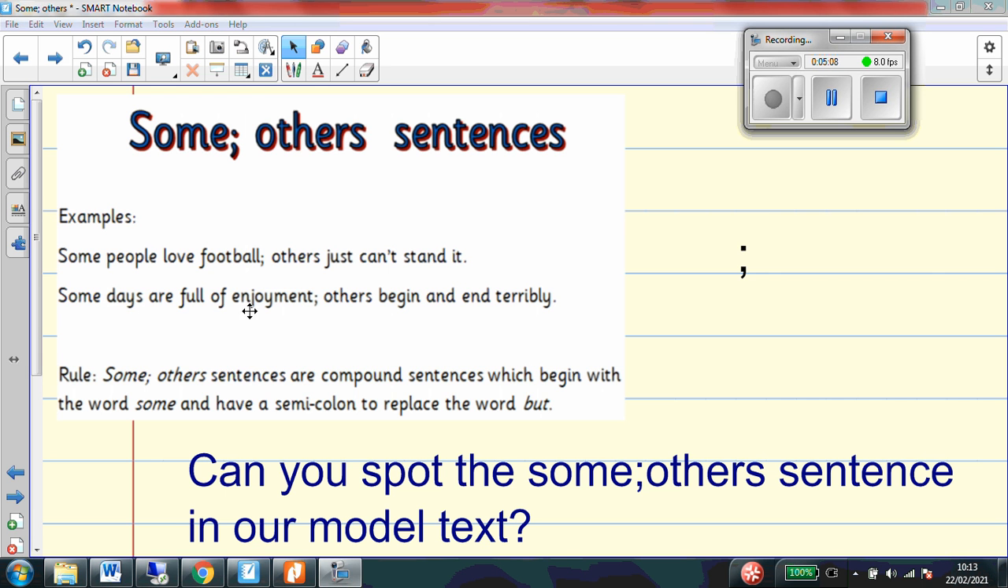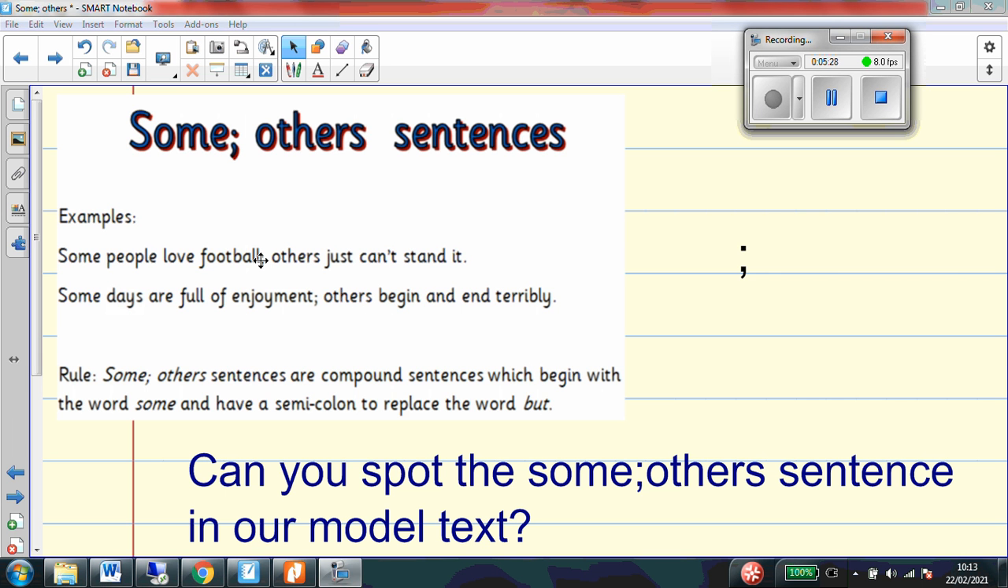Some days are full of enjoyment. Others begin and end terribly. And of course, what punctuation have I got in between? That's right, my semicolon. Some days are full of enjoyment; others begin and end terribly.